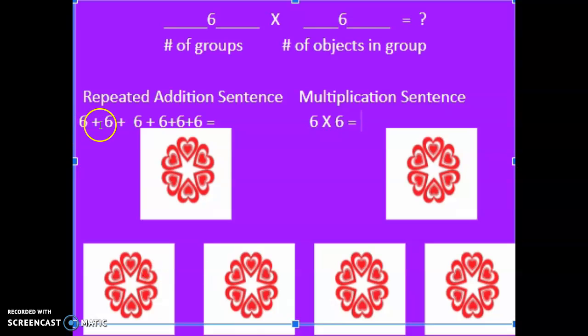So in this case, I'm going to count by 6s. I have 6 plus 6 to get 12, 6 more to get 18, 6 more to get 24, 6 more to get 30, 6 more to get 36. So my answer to this question is 36. There is 36 total hearts in this problem.